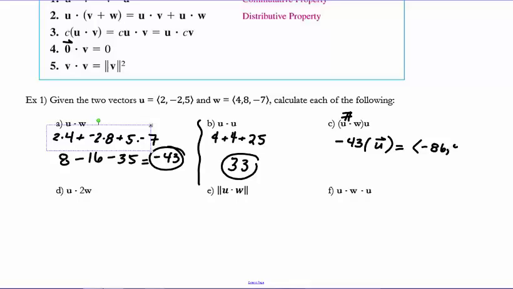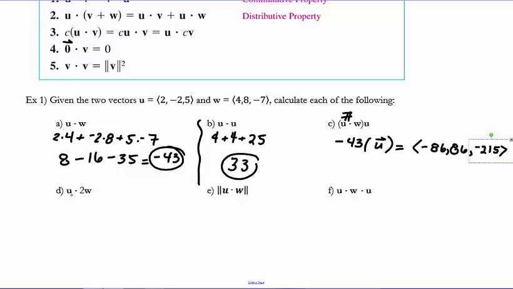Negative 2 times negative 43 is going to be positive 86. And 5 times 43 is going to be 215, if I'm not mistaken. And so now I got a vector, because I took a dot, and then I multiplied a dot by a vector, which will give me another vector.